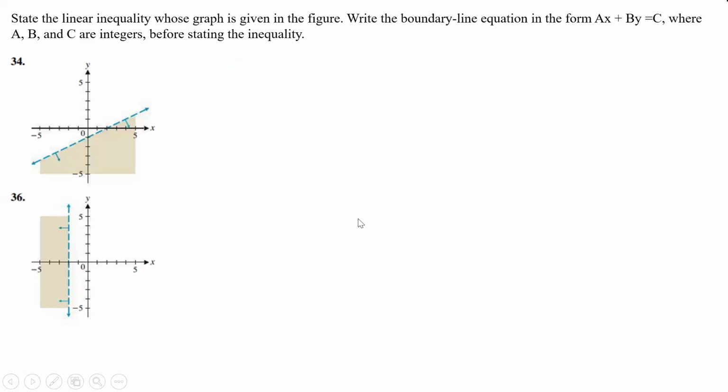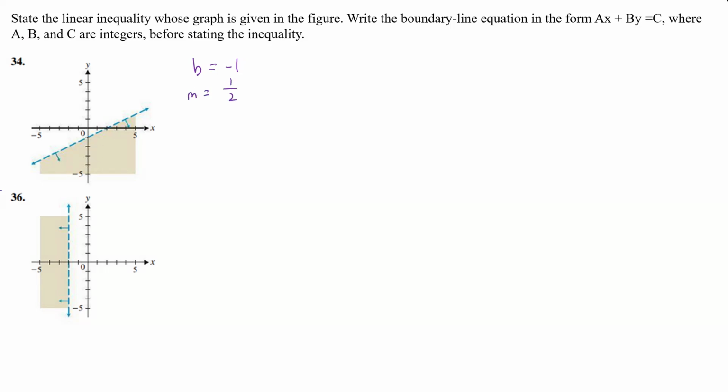Number 34 says state the linear inequality whose graph is given in the figure. Write the boundary line equation in the form ax plus by equals c, where a, b, and c are integers, before stating the inequality. All right, well, what do we have here? On 34, it looks like we're going down one, so here our b is equal to -1. Now we need to know the slope. If we go up one, right two, our slope is equal to 1/2.